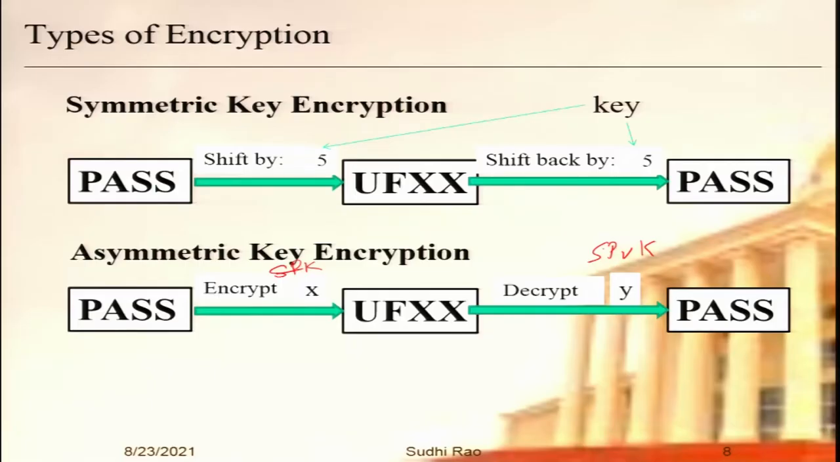For me to safely send this character to student A, I use A's public key, which is X. I encrypt it, and to decrypt it that student needs his private key. Who has the private key? Only that particular student, nobody else has it.